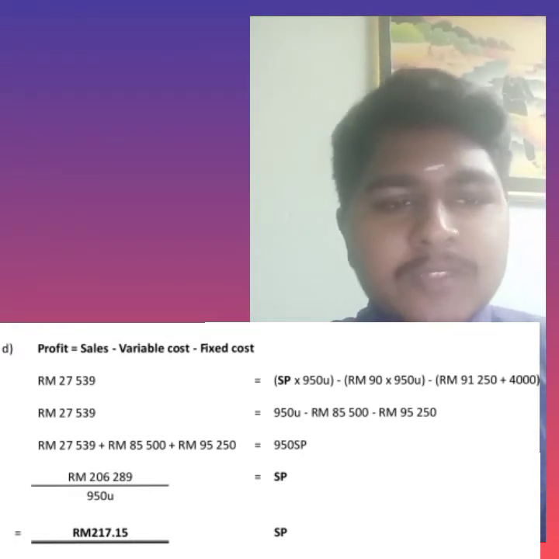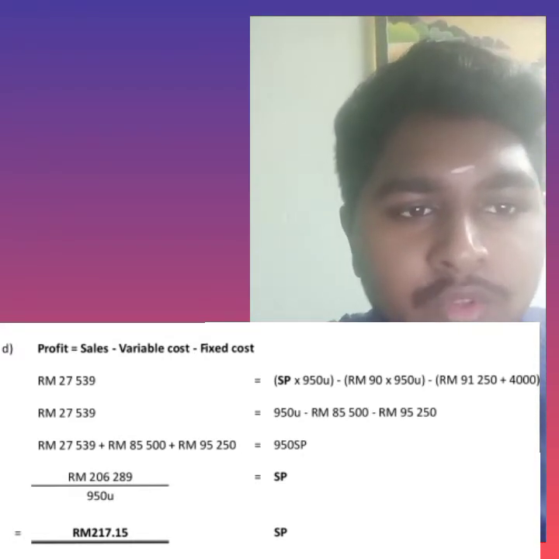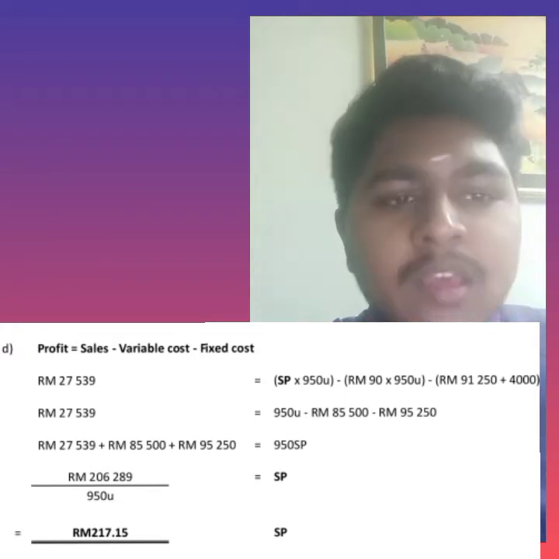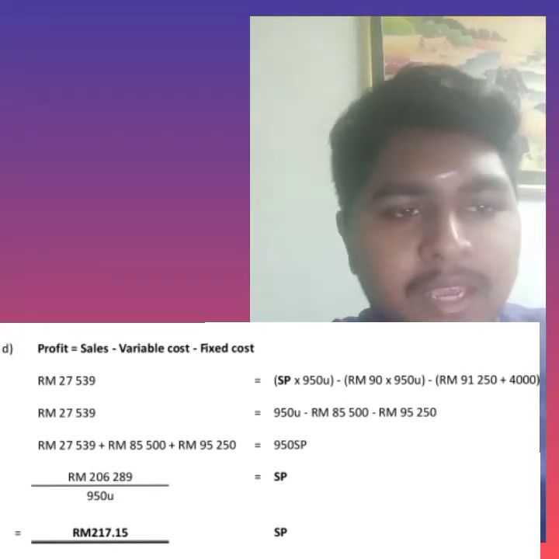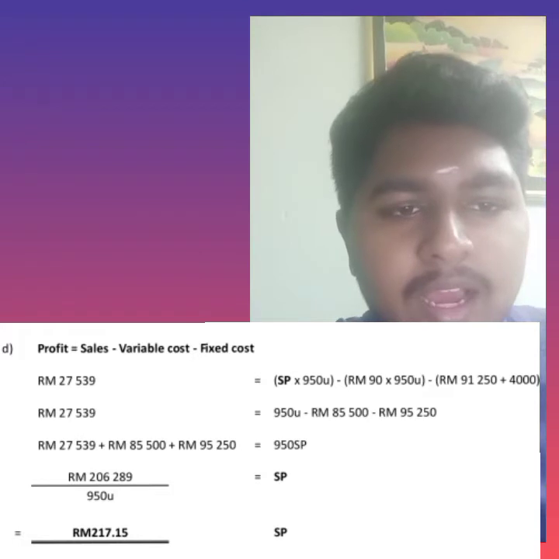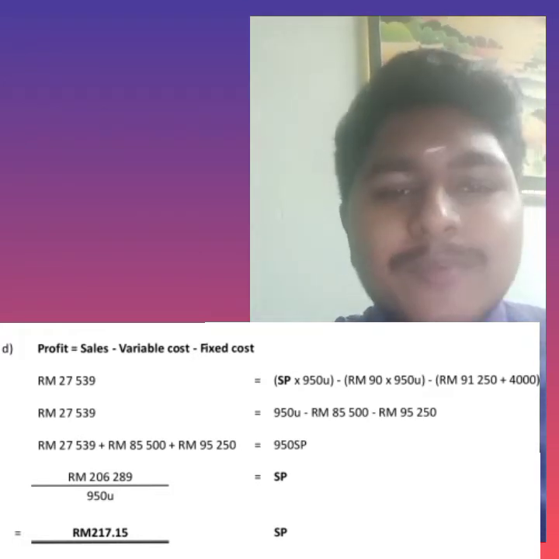Which is positive, so we have to add everything. It equals RM 206,289, and we have to divide by 950 units. When we divide it, we will get RM 217.15. That will be the selling price for the answer.